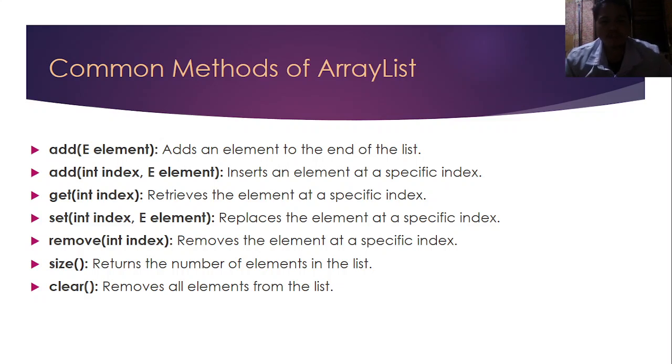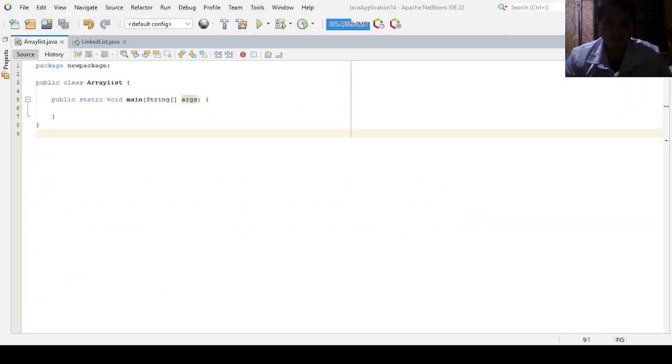Next is get with an int index. It retrieves the element at a specific index. And then next, set. It replaces the element at a specific index. Next, remove. It removes the element at a specific index. Then size and clear. They return the size and remove all the elements of the list. Now let's code.